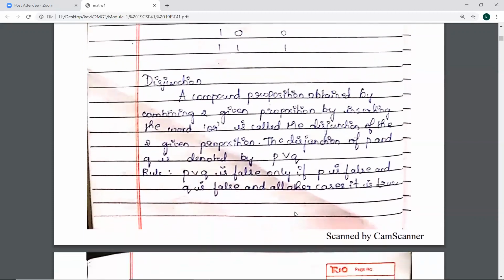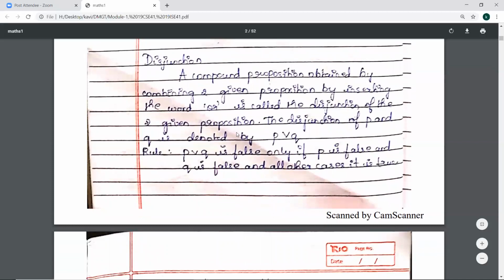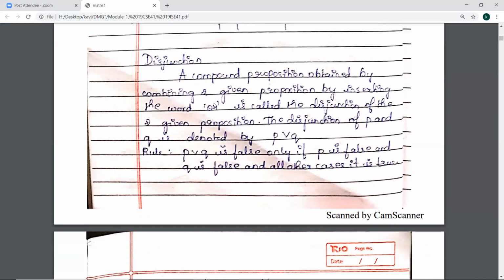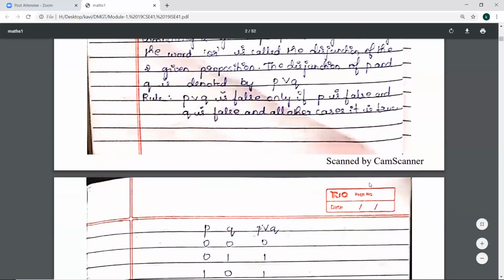Next logical connective, disjunction. A compound proposition obtained by combining two given propositions by inserting the word or is called the disjunction of the two given propositions. The disjunction of P and Q is denoted by P or Q. The rule for disjunction: P or Q is false only if P is false and Q is false, and in all the other cases it is true.